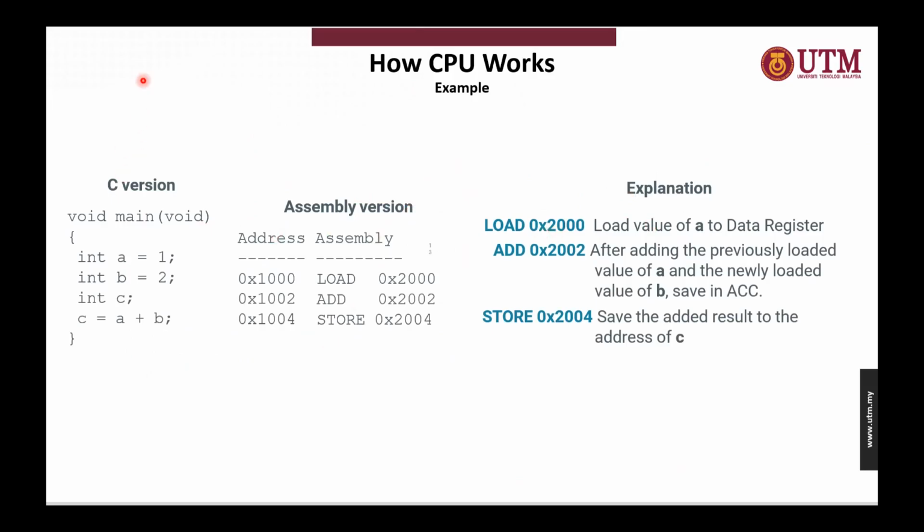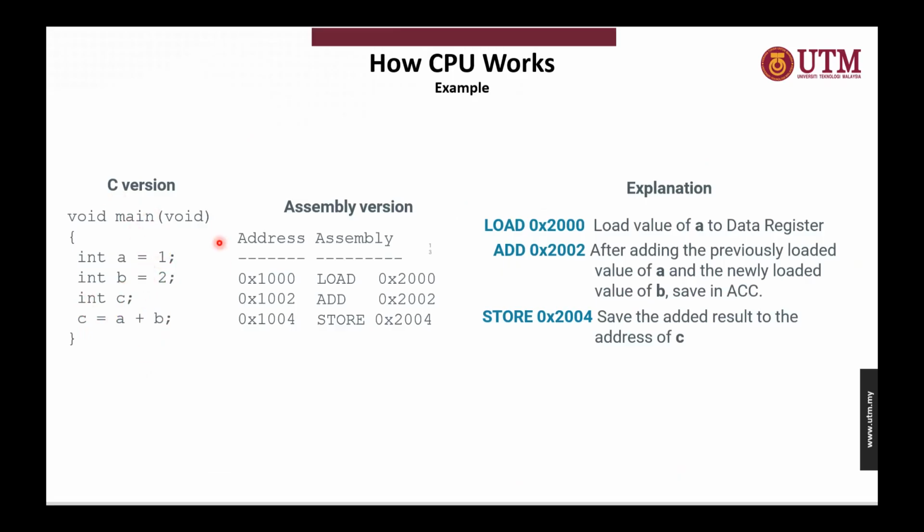Okay, so we have two programs. This is a C program. This is the assembly language. By looking at these, you can see C programming is more direct. First, you put A equal to 1. Then another variable, B equal to 2. And then next is C equal to A plus B. So by looking at this C version, we know that we're going to add 1 plus 2 and put the result to C.